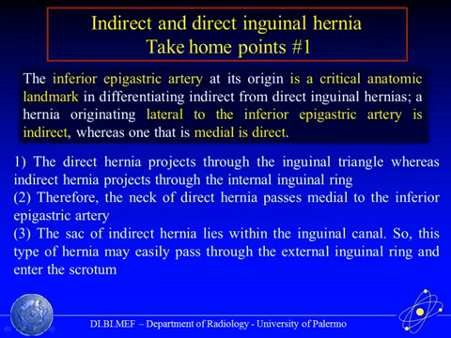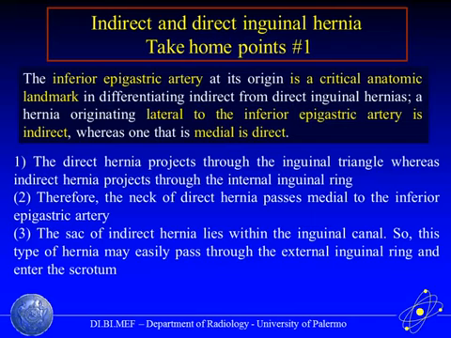So some take-home points about direct and indirect inguinal hernia. We use the inferior epigastric artery as a critical anatomical landmark in differentiating those types of hernia. A hernia originating lateral to the inferior epigastric artery is indirect, whereas a hernia originating medial to the inferior epigastric vessels is direct. The direct hernia projects through the inguinal triangle, whereas indirect hernia projects through the internal inguinal ring. Therefore, the neck of the direct hernia passes medial to the inferior epigastric artery.